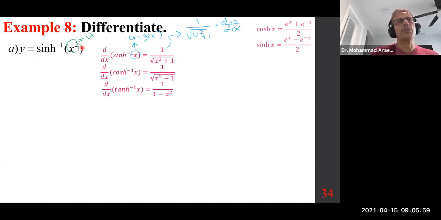Square that, you get x to the power of 4 plus 1. So that's done. Then we need du/dx. What is the derivative of this guy? 2x. And you just rewrite it.